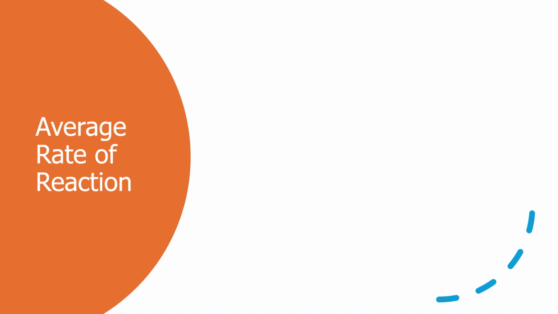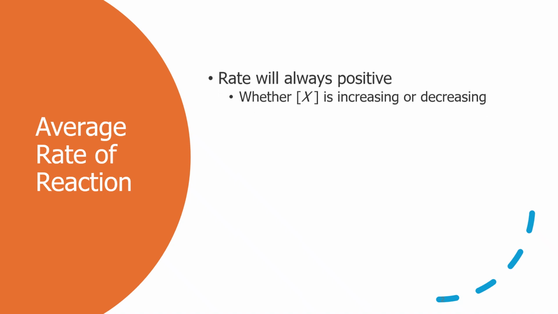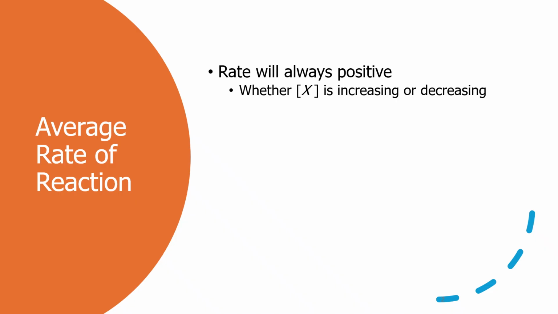An average rate of reaction, by definition, is a delta change. We need to make a few stipulations here. One thing we're going to say is we're going to set this up so that the rate will always be positive, so that whether our reactant or product is increasing or decreasing, we are going to have a positive rate.